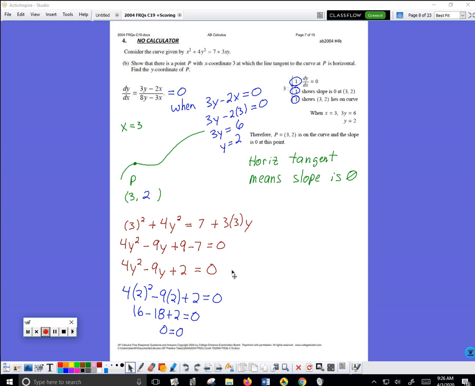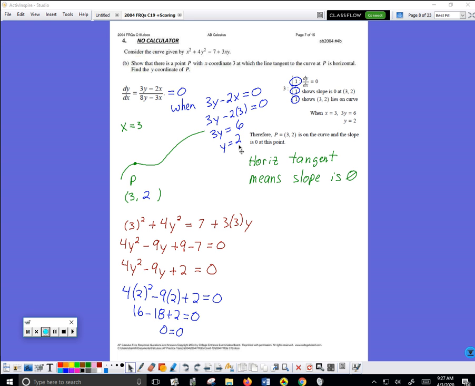Yeah. So then I remembered something else, which is the slope's supposed to be 0. So I took the formula for slope, and I said this has got to equal 0. Well, the only way for a fraction to equal 0 is if the top of the fraction is 0. So that's how I knew that 3y minus 2x had to be 0. So that allowed me to easily figure out that when x is 3, y has to be 2.